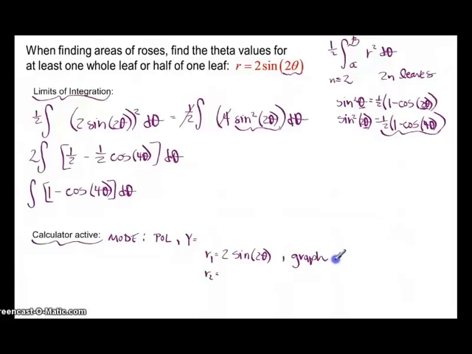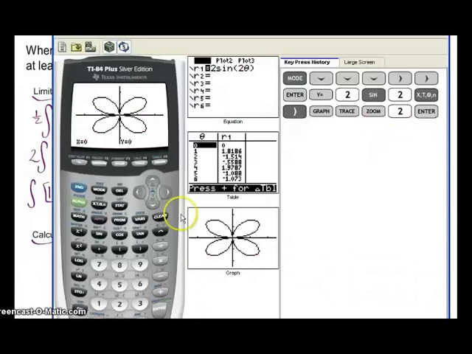Now, because it'll be kind of small if you just do that, go ahead and hit your trace button, don't do anything else, just hit trace, and then hit zoom, choose zoom in, and hit enter. I believe when you do all that, you should have something that looks like this on your calculator. And we can see, using our calculator, that we do indeed have a 4-leafed rose.